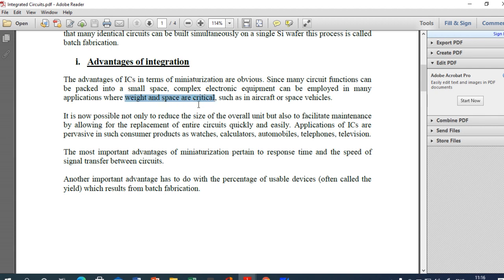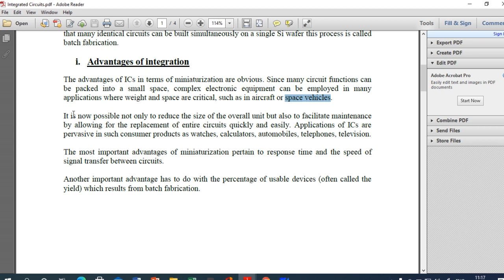Weight is nothing but the weight of the IC is very small. Space means the size of that IC is very critical, critical meaning small in size. Examples of such weight and small space requirements are aircraft like aeroplanes, and also space vehicles. Space vehicles means the vehicles which are placed in the atmosphere or in outer space. There these integrated circuits are used because of their low weight and small size. Now we'll move on to the next advantage here.